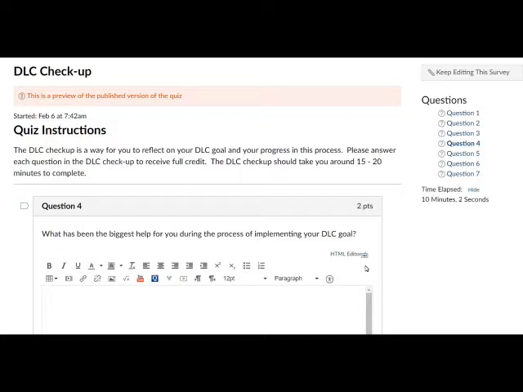So it could be that your instructional technology personnel has been the biggest help, or you might want to say something like, well, working one-on-one with other teachers has really helped. So just please tell us what's been the biggest help, because this makes a big difference whenever we plan professional development and do things to try to support you.